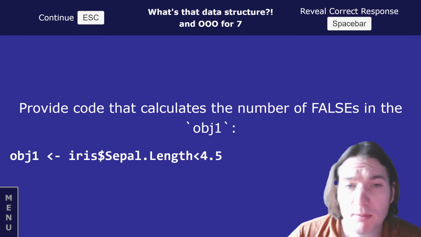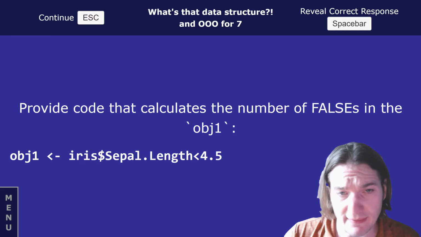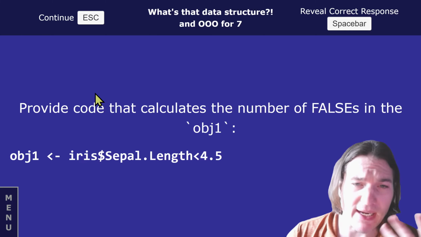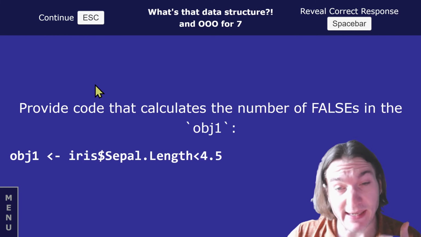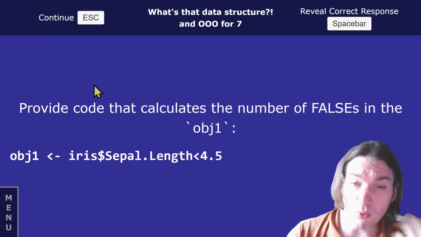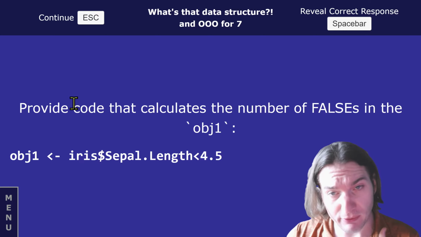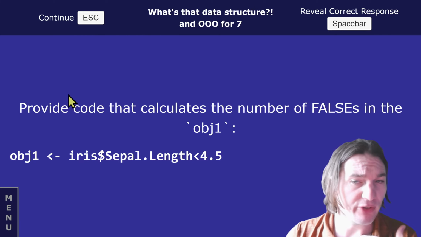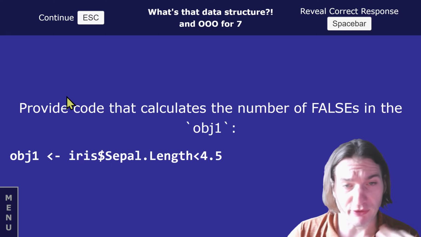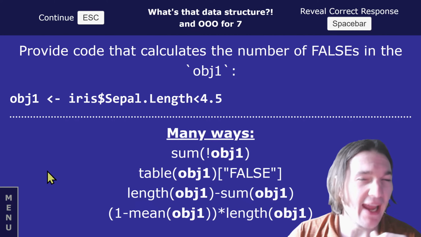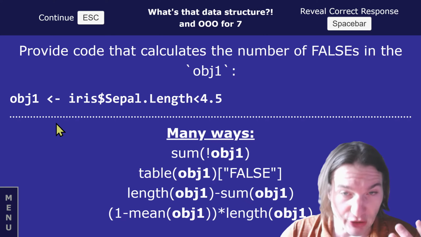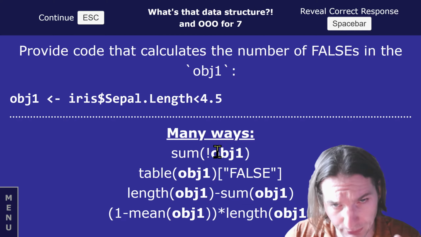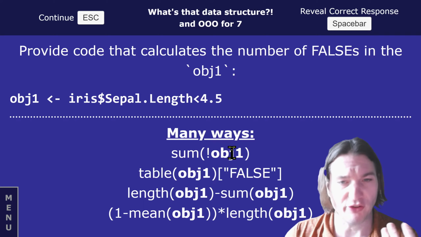Next up, provide code that calculates the number of falses in object 1. Well, there's a lot of ways you can do this. The big trick is to realize that a logical vector gets coerced when doing math into ones and zeros. So trues would become ones, falses would become zeros. That means if I try to do something like sum, I'm going to calculate the number of trues. So probably the most straightforward, and the answer I would actually use personally, is I would negate the logic, making the trues false and the falses true, and then just call sum on that. So that's personally what I would do.